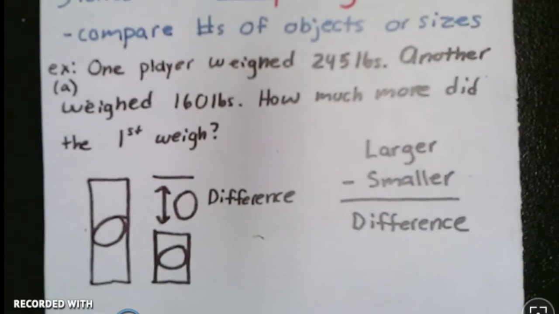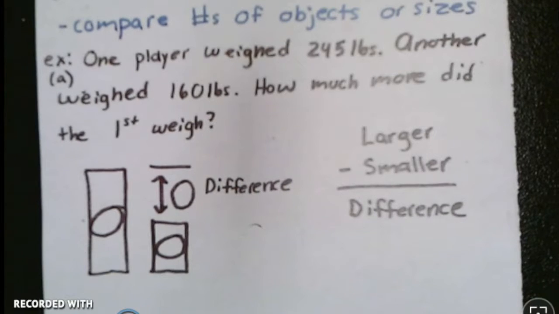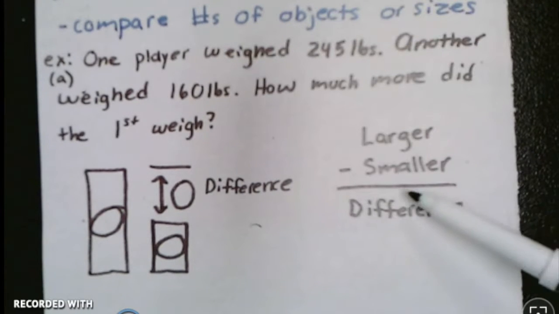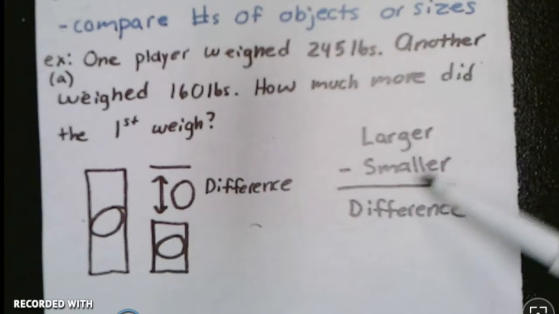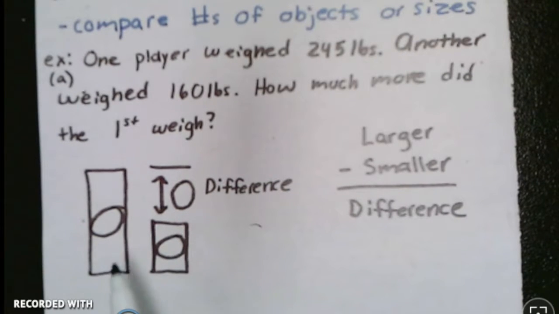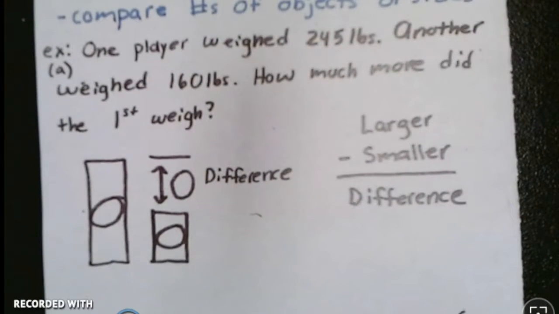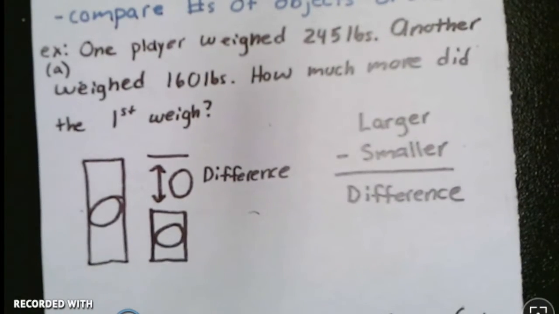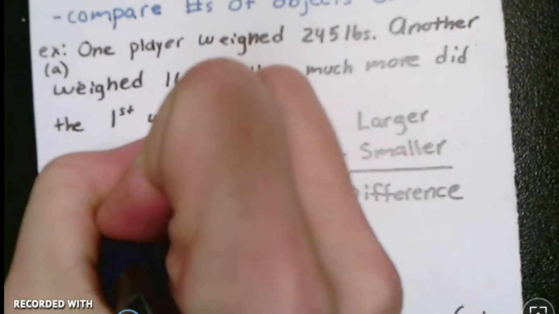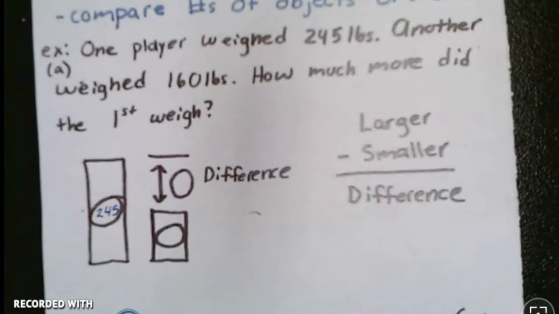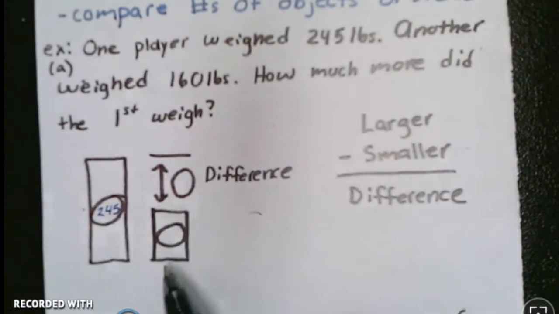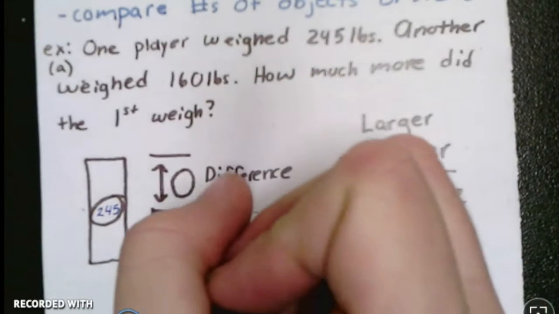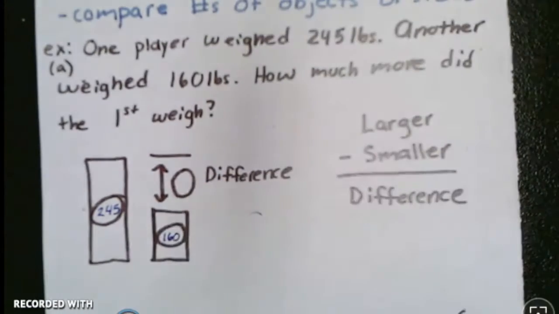So if we look at this problem, we're looking for the larger number and there's a smaller number, and if we subtract them, it'll give us the difference. Over here, we have a picture to represent these types of problems. So here's the first thing, the larger of the numbers. And so we're going to write that right in this circle, 245. And then our smaller person weighed 160, so that goes in here.